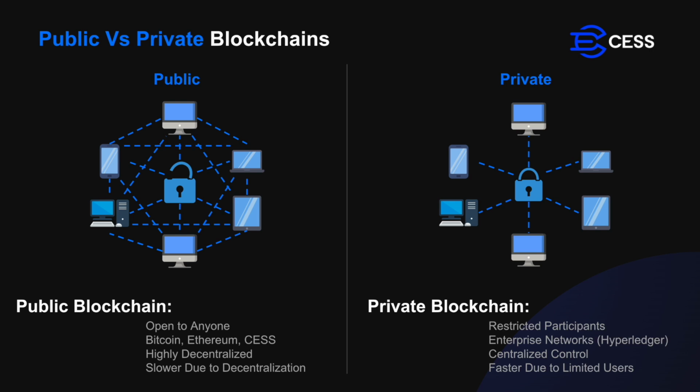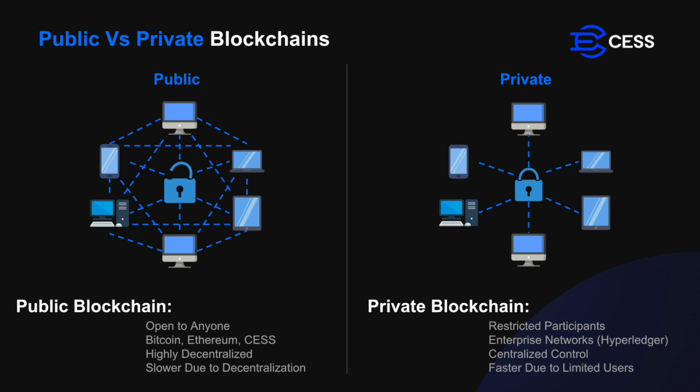These blockchains are usually centralized or semi centralized, meaning a single entity or a consortium of companies has control over the network. Because private blockchains have fewer participants, transactions are processed much faster compared to public blockchains. They also allow businesses to customize their blockchain rules and privacy settings according to their needs. Some well known examples of private blockchains include Hyperledger Fabric, which is used for enterprise solutions, and R3 Corda, which focuses on financial applications. While private blockchains offer high speed and scalability, they lack the decentralization of public blockchains, meaning the data and control remain with a limited group of entities.